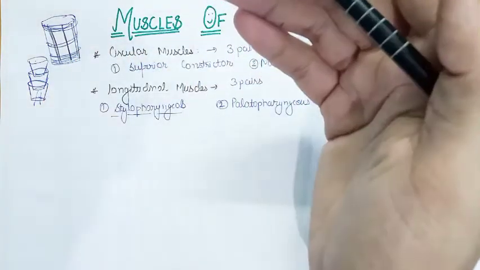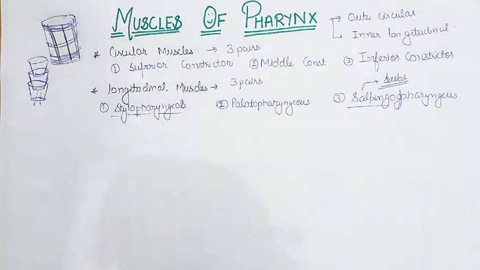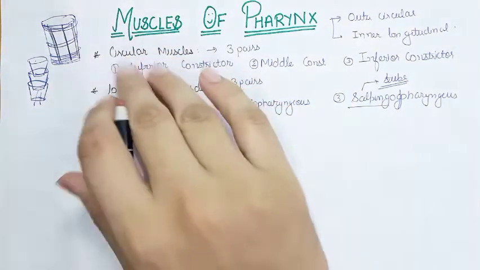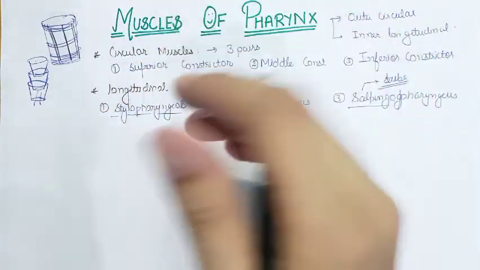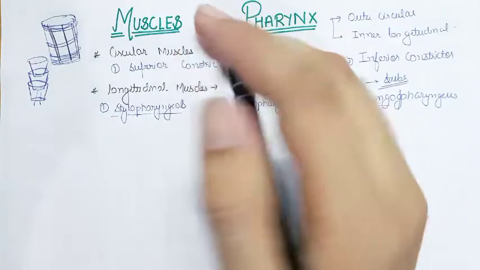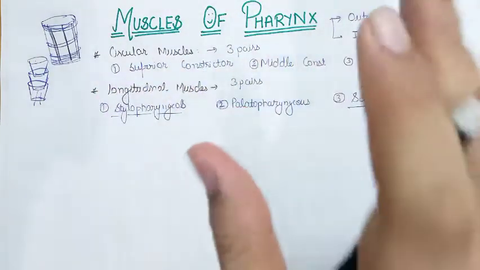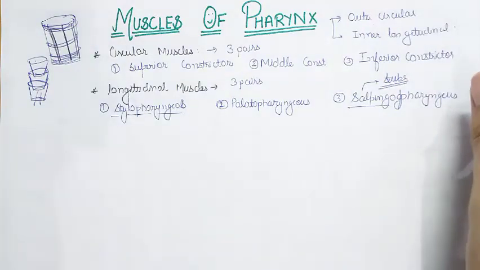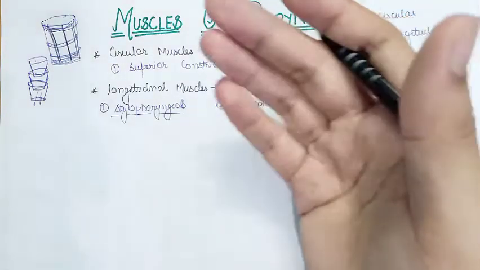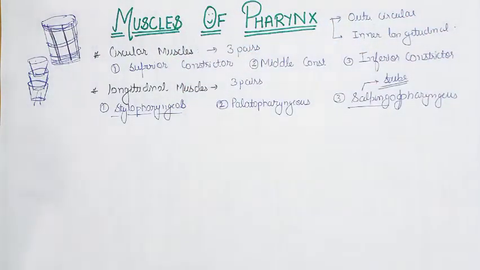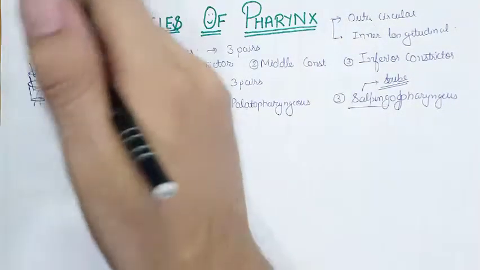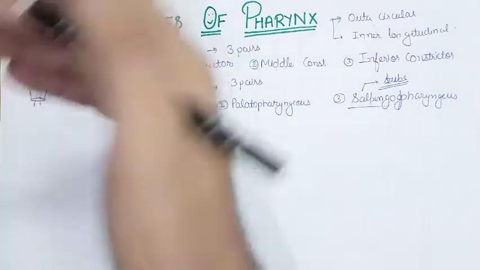So first concern is to have an overlook of the attachment of the circular muscles and then the longitudinal muscles. So circular muscles, it's very simple to remember the insertion. All the three have the same insertion. For knowing the insertion, you should know firstly the origin, from where it originates. All the constrictors, superior, middle and inferior, are placed one over the other, covering the above part.